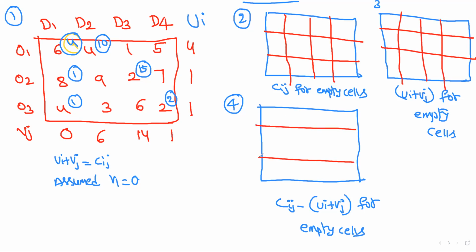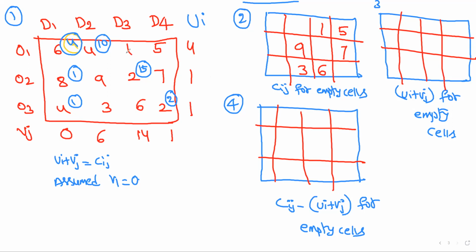3 rows, 4 columns, right? And first here Cij for empty cells. What is the Cij for empty? This is an empty cell, no? What is Cij? 1. Here 5. Here 9 and 7. 3, 6 side by side. So I wrote Cij for empty cells. Empty cells means which are not basic cells, which are not having allocations.